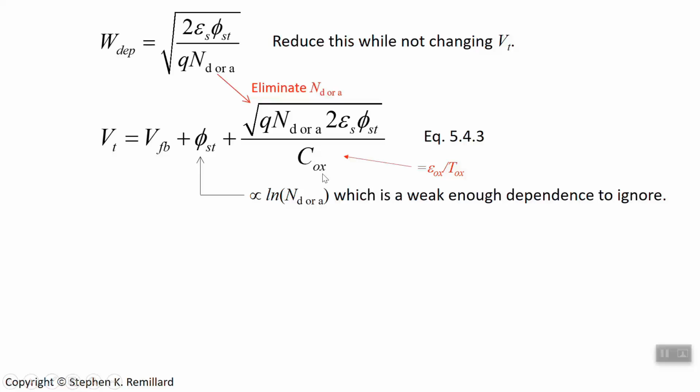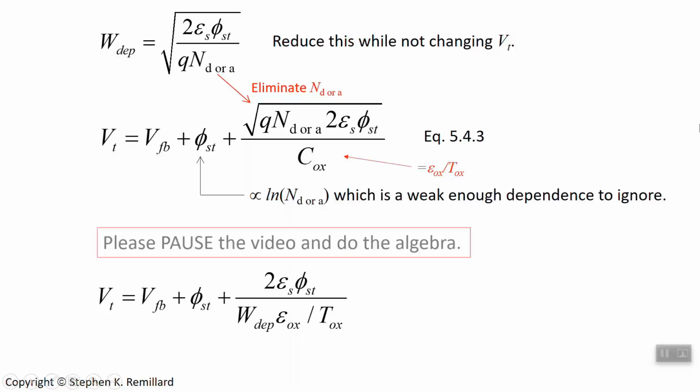I'll point out a few things about this expression. First is that the oxide capacitance, which is farads per area, is the permittivity of the oxide divided by the thickness of the oxide, so I'm going to make that replacement. Another thing is that surface potential at threshold depends on the logarithm of the doping level. But the logarithm of the doping level is much, much weaker than the square root of the doping level. So we will take the surface potential at threshold to be a constant, and we'll just consider the doping level to have a square root dependence here. So go ahead and do the algebra yourself. You make that substitution, eliminate the doping in favor of the depletion width, and you have this new expression.